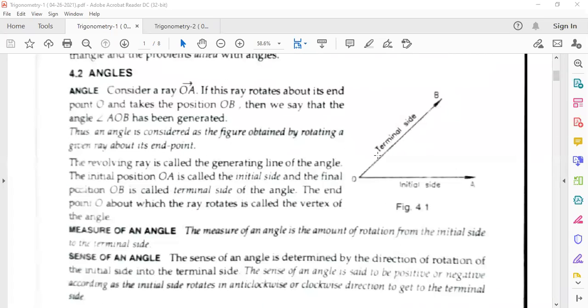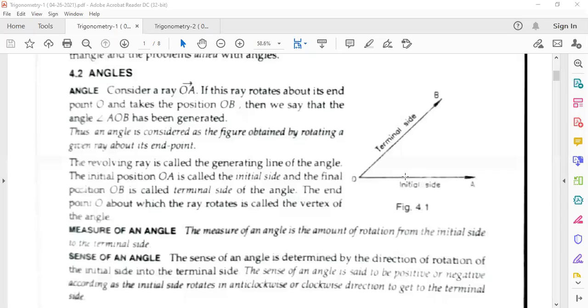And look at the figure here. We know that OA, that is the positive x-axis, is called the initial line, and this OA is called the ray and OB is also called the ray. So if OA is a ray and OB another ray, between these two, this is called the angle. This is how the definition of angle is found. So now we have to measure the angle.